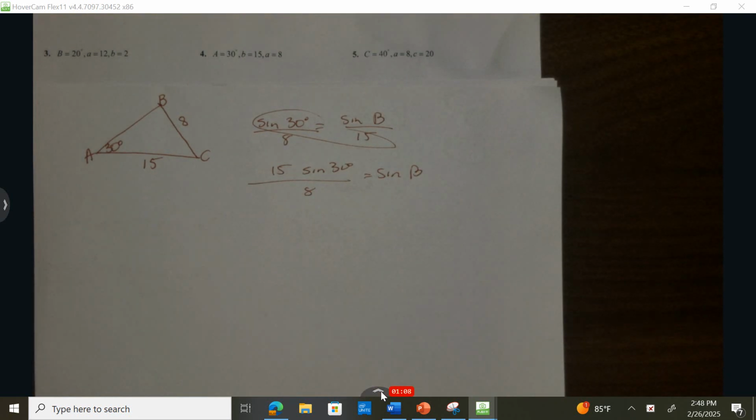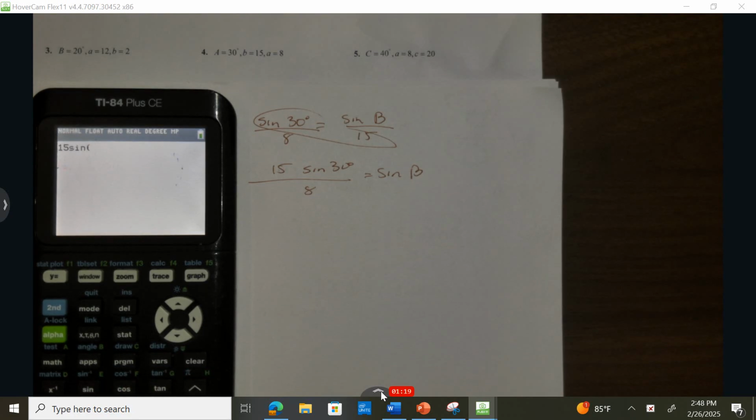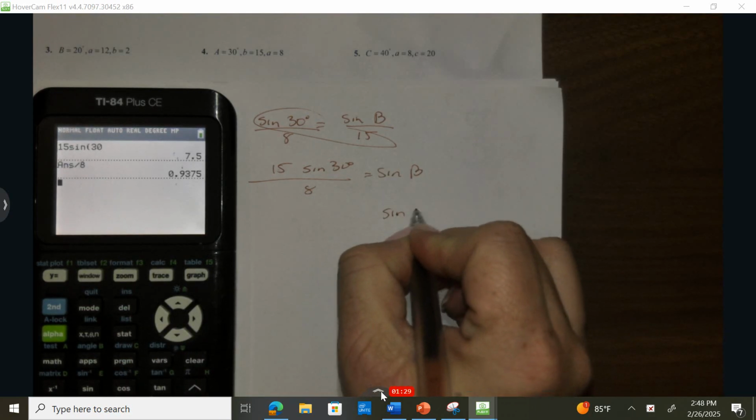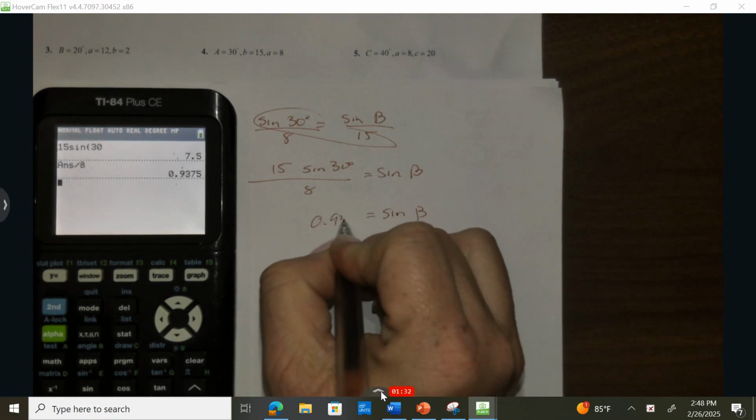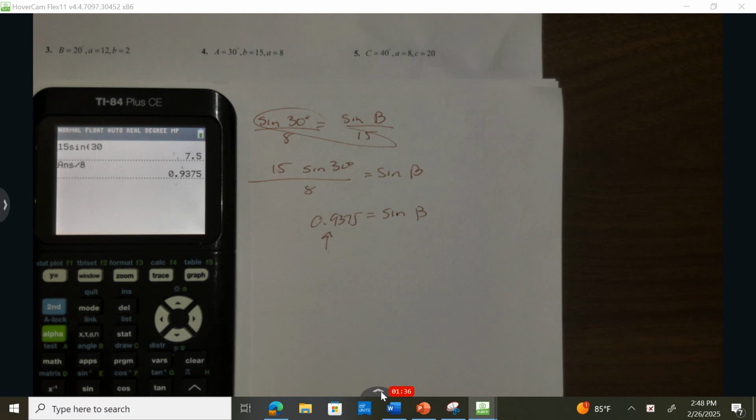So this is the first thing. This will tell me if this even exists. Remember, SSA can produce no triangle, 1 triangle, or 2 triangles. 15 sine of 30, and then divide by 8. What does this tell me? I know this tells me that at least 1 triangle exists, potentially 2. Why? Because this sine equals a value, and this value is between -1 and 1. And so if it's in that range, I know it exists.